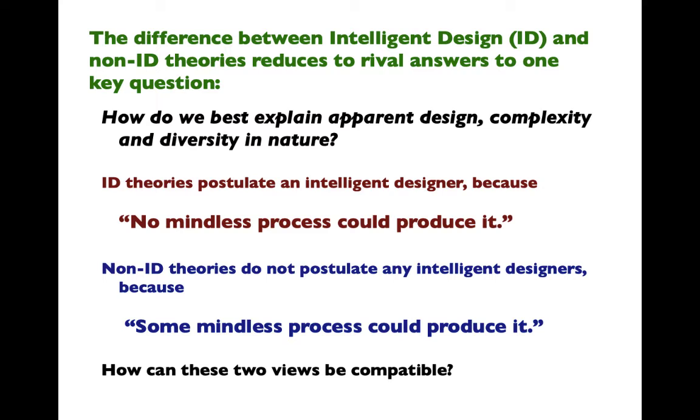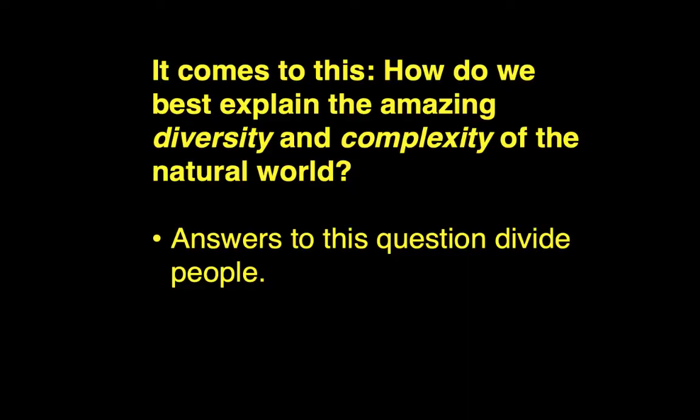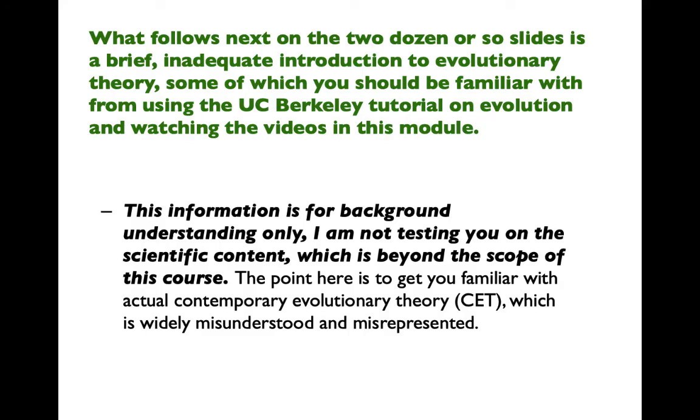So it is, in this case, either an ID theory of some sort, where you can load in natural selection, evolution if you like, or a theory which uses physics, chemistry, biology to explain, and no supernatural forces. It comes to this. How do we best explain the amazing diversity and complexity of the natural world? Answers to this question divide people. What follows next on the 24 or so slides is a brief and adequate introduction to evolutionary theory, some of which you should be familiar with from using the UC Berkeley tutorial on evolution and watching the 4 videos in this module.